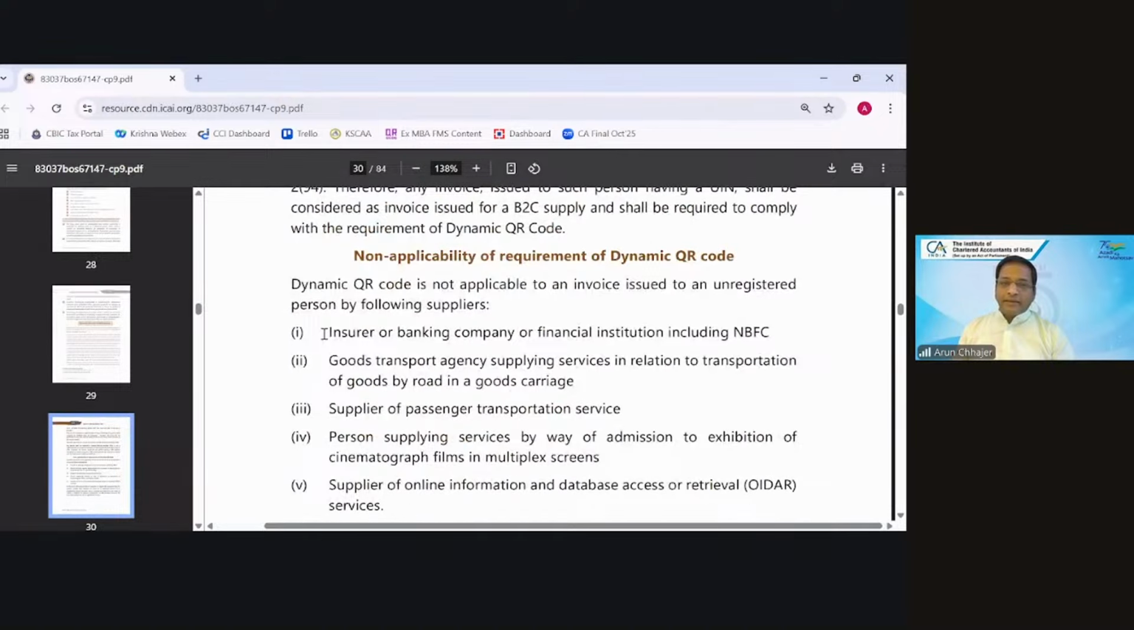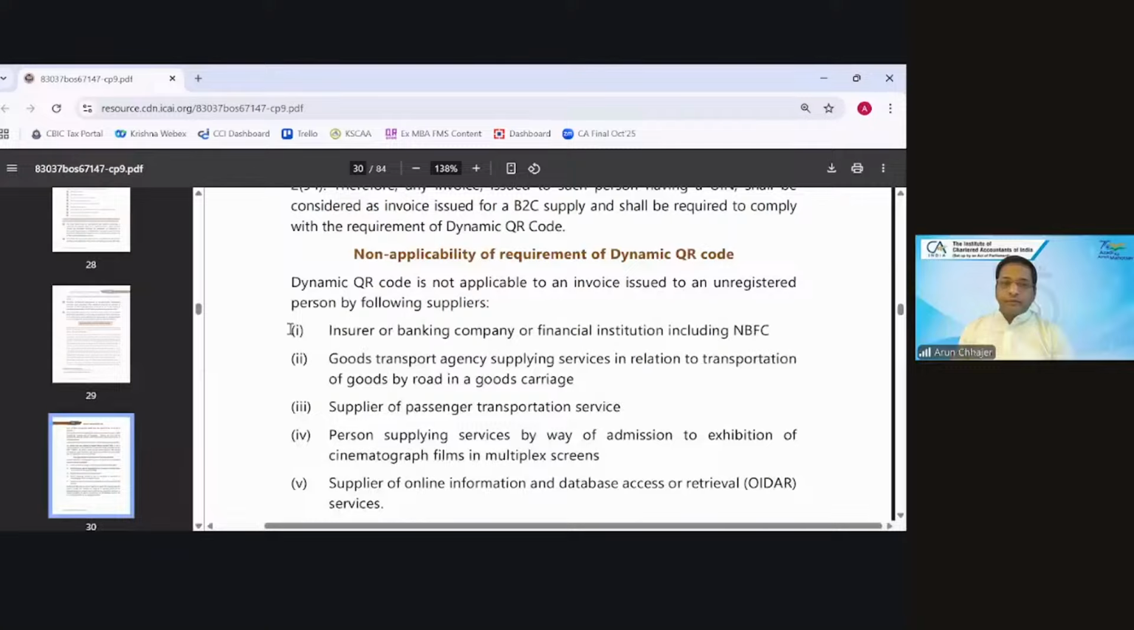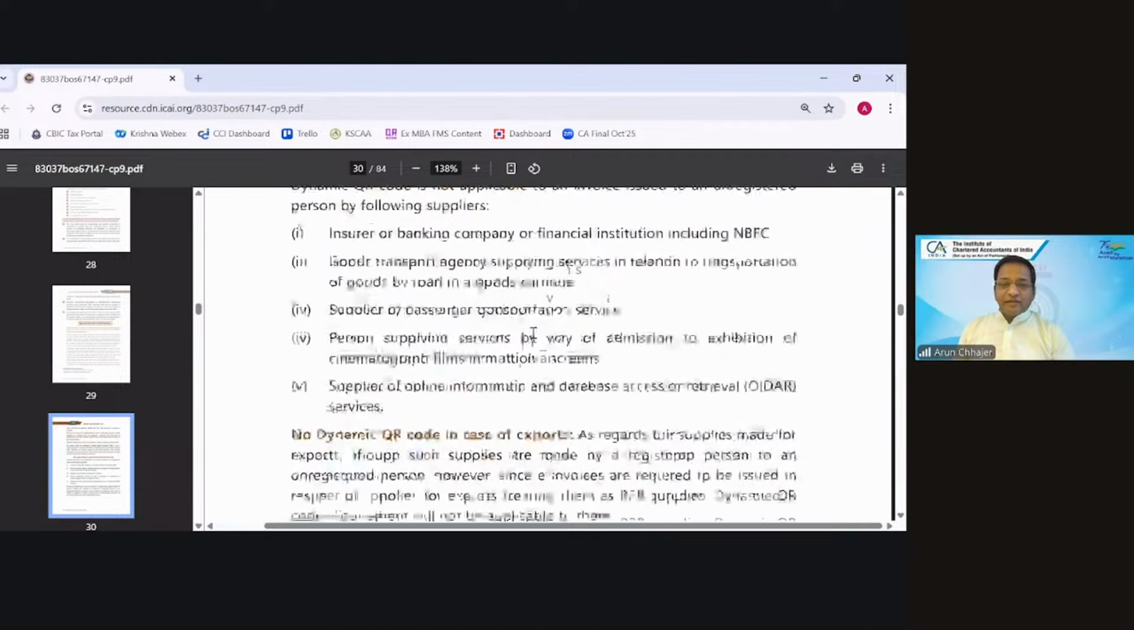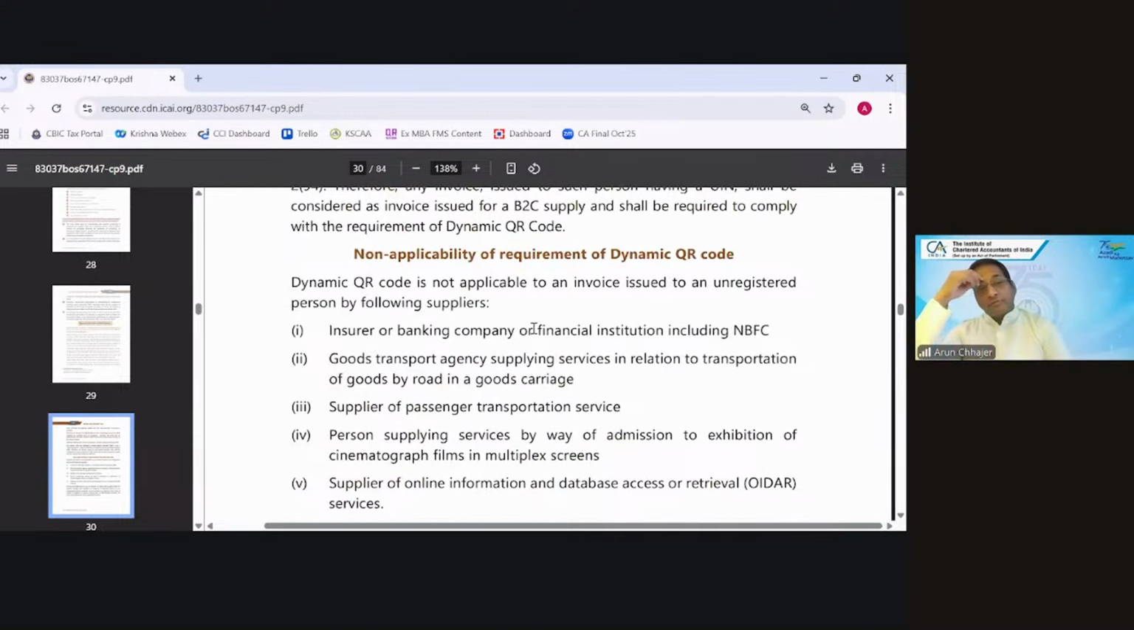So, non-applicability of the dynamic QR code. Tell me, is it different or same from the exemption list of the e-invoice which we discussed? Is it different or same? What is the difference? I would like to listen from you.